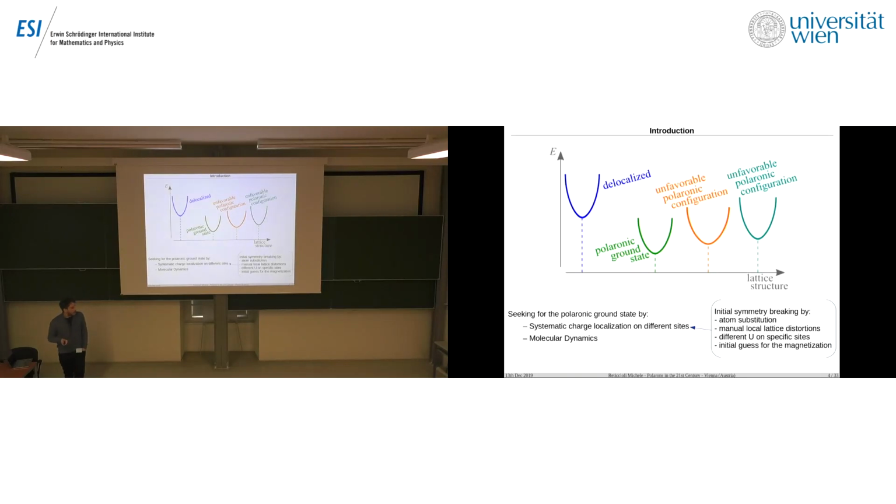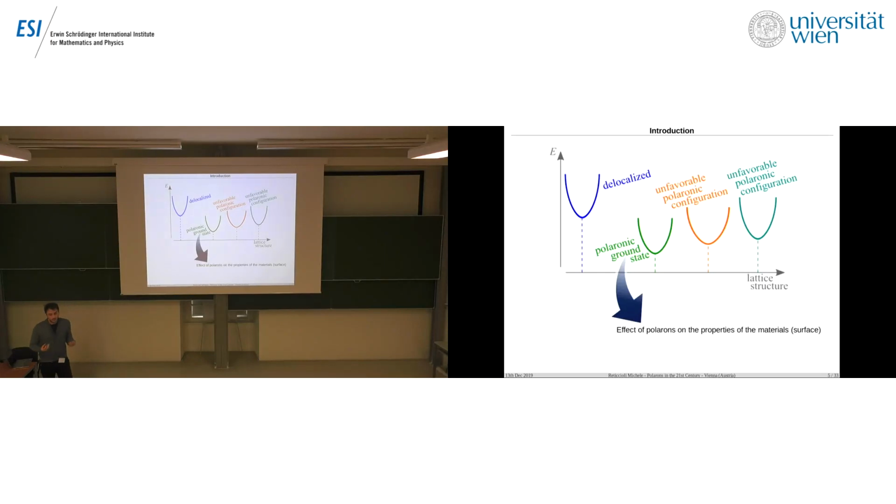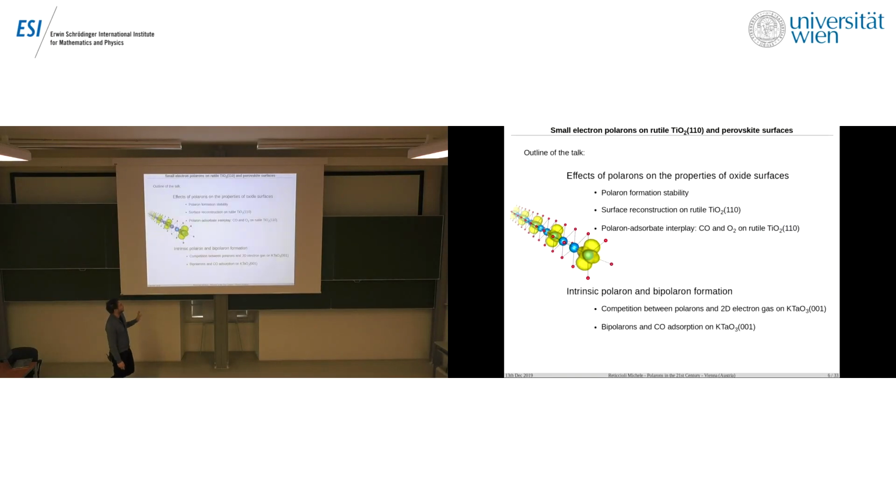Once we identify the polaronic ground state, then we can move to describe the properties of the system. If we tried to describe the properties of the system starting from different polaronic configurations, we would, and actually we did sometimes, obtain completely different results, sometimes even opposite results. So it's very important to identify the polaronic ground state before we move to describe the properties of the system. Okay, this was a short introduction.